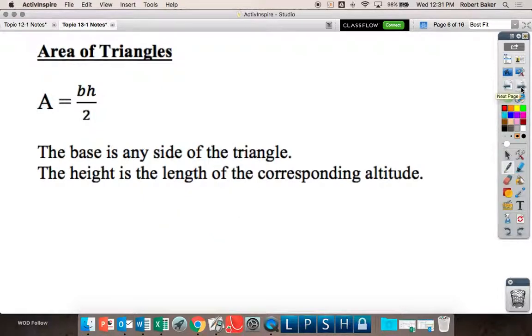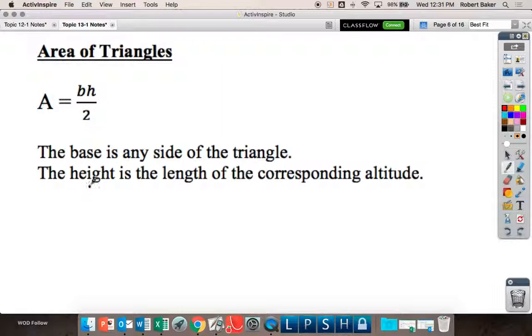So, the next one. Now we're going to find the area of a triangle. Okay? Area of a triangle is base times height divided by 2. I like to use it just like that. The area of a triangle is base times height divided by 2. The base is any side of the triangle, and the height is the length of the corresponding altitude.